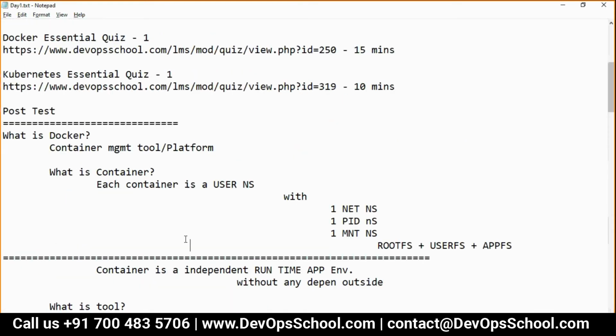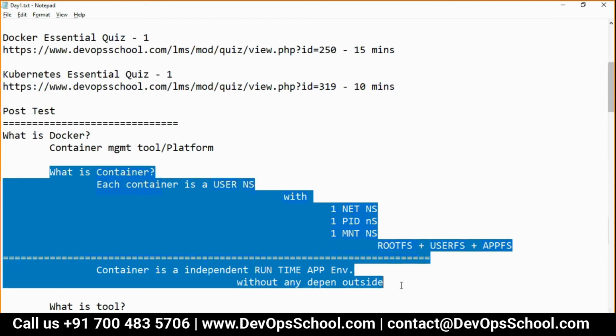So guys, did you understand now what is a container? Everyone, can you please say in the chat box, what is a container?